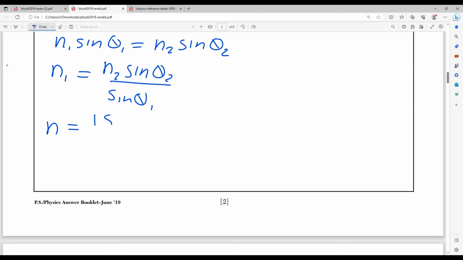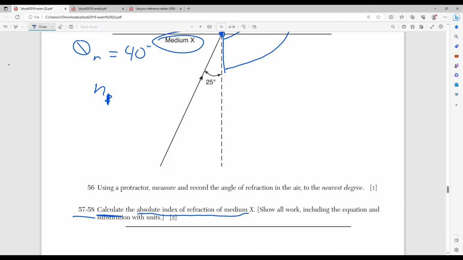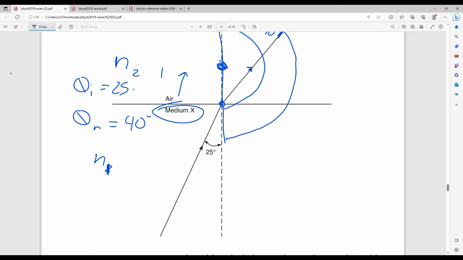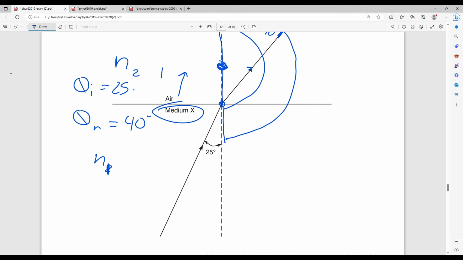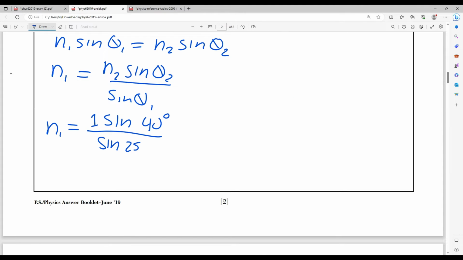So here I have 1 times sine 40 degrees, because the index of refraction for air, which is the second medium, is going to be 1. We know that from our table. And this is going to be divided by the sine of our first angle, our angle of incidence, which is sine of 25 degrees. And if you actually execute this, you get n1 is equal to 1.52.